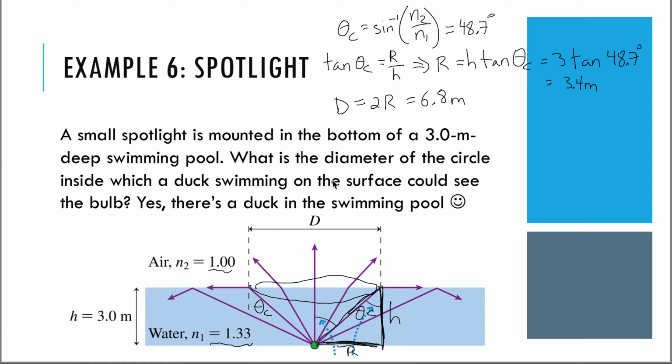So that was an interesting application of total internal reflection, and realizing that the critical angle is what is going to determine the size of the circle through which all of the light is going to exit the water. It's not going to exit at anything greater than this circle, because at any greater angle you have total internal reflection.